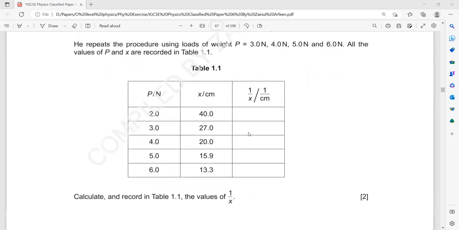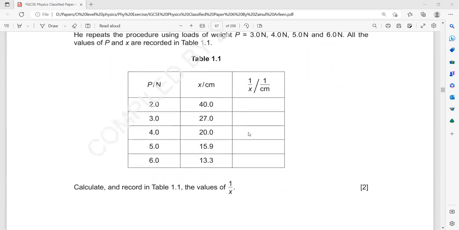So we have to calculate the value for 1 over x. What will be the value for 1 over x? Like the reciprocal of x. 1 over x means 1 divided by 40, 1 divided by 27, 1 divided by 20, 1 divided by 15.9, 1 divided by 13.3. You can use a screen annotation to complete this table, the value for 1 over x.